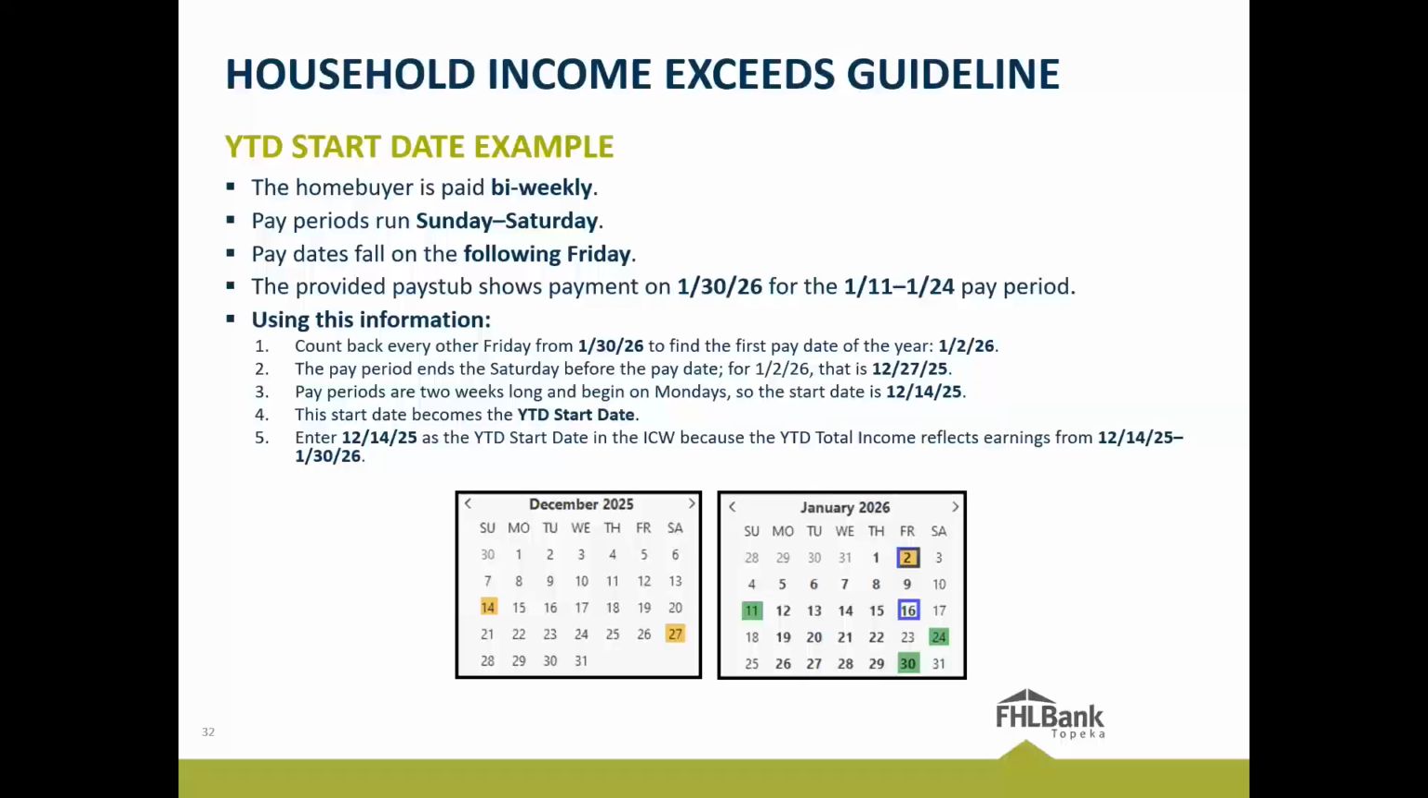So this is an example. This home buyer was paid biweekly, and the pay periods run Saturday to Sunday. Those green boxes marked in January, they were paid from January 11th to January 24th. That was the pay period, and they were paid on the 30th, Friday, the following Friday. That was the pay stub that we were looking at. If you take those dates, we can back into and find out when the year-to-date start date was.